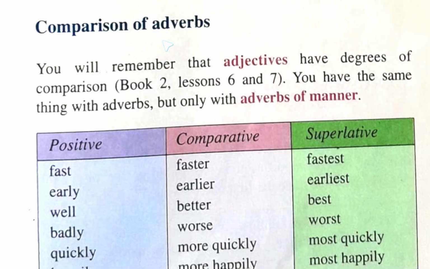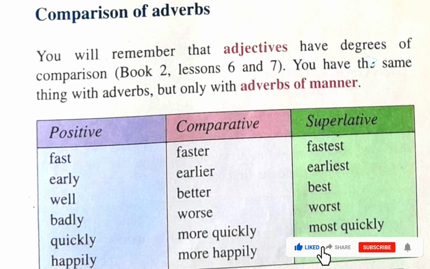Now comparison of adverbs. You will remember that adjectives have degrees of comparison. Book 2 lessons 6 and 7 we have read it. You have the same thing with adverbs but only with adverbs of manner. Fast, faster, fastest. Keep it in mind, we are not getting it in adverbs of frequency, only adverbs of manner, what we had read before. So positive, comparative, superlative: fast, faster, fastest; early, earlier, earliest; well, better, best; badly, worse, worst; quickly, more quickly, most quickly; happily, more happily, most happily.